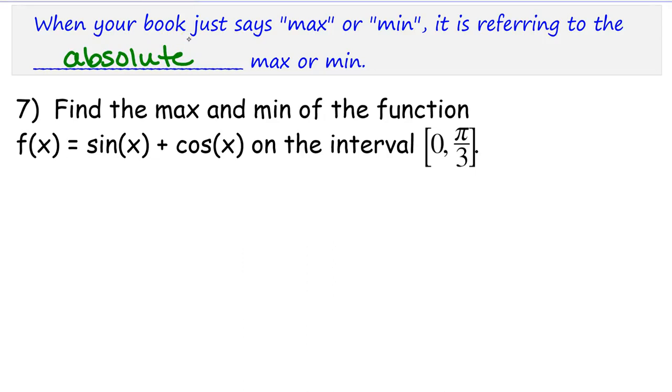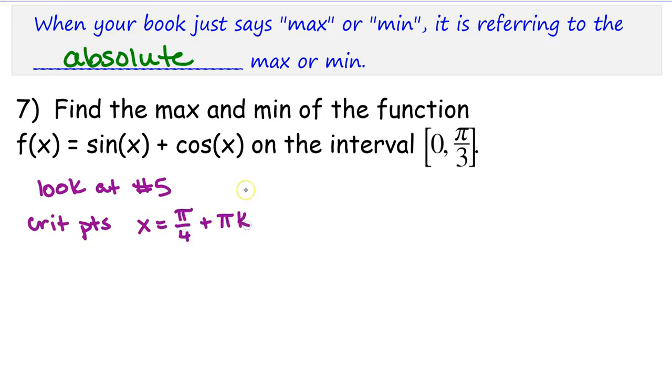Problem 7 says find the max and min of the function on the interval from 0 to pi over 3. Okay, now this is the function we already found critical points for when we did problem number 5. So remember, we found the derivative. Guess I don't need to write that again. Just look back at number 5. And we found that the critical points were x equals pi over 4 plus pi times k.